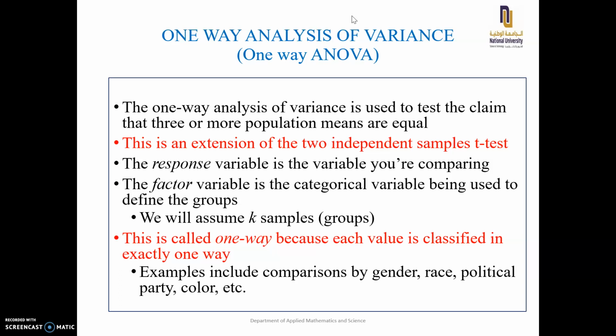The response variable, or y, is the variable that you are going to compare, and the factor variable is a categorical variable. It's just that you are going to categorize your data into different categories. Let's say that we have k different groups, so we will have one factor and we will have a response variable which we are going to compare. So one-way Anova is called one way because we have defined our data by one factor.